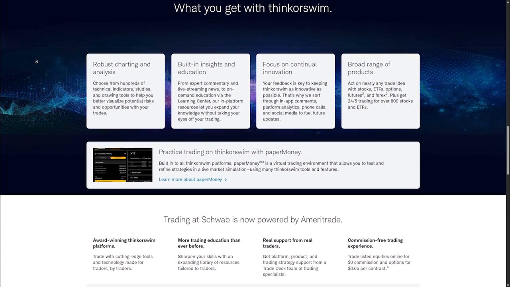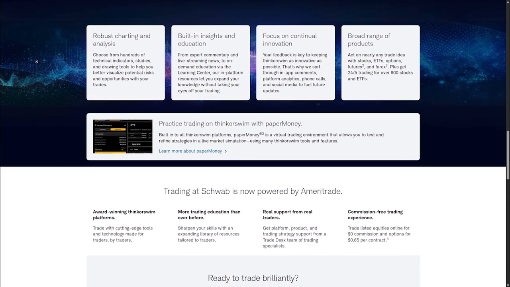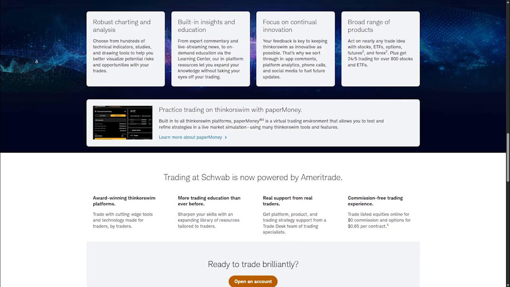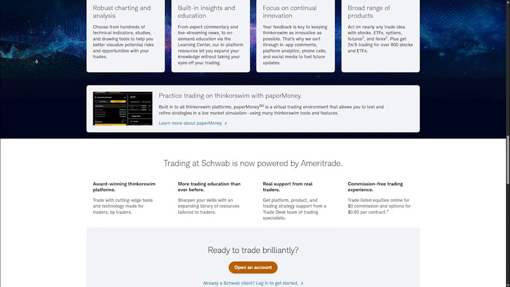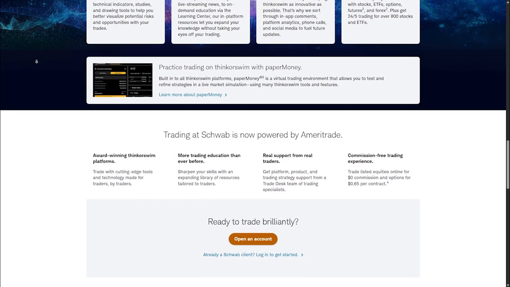Let's talk about charting and analysis tools. Webull is great for basic to intermediate traders. Clean charts, but fewer indicators. Thinkorswim is insanely powerful, with over 400 indicators, custom scripting, and backtesting. So the winner for pros and deep analysis is Thinkorswim.